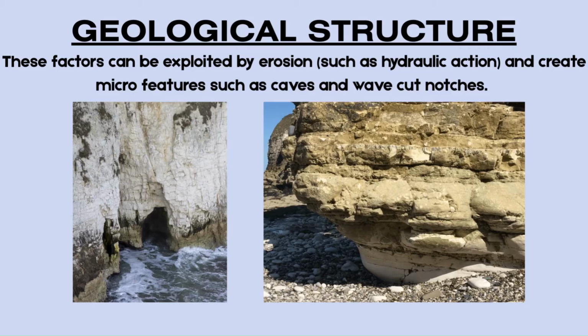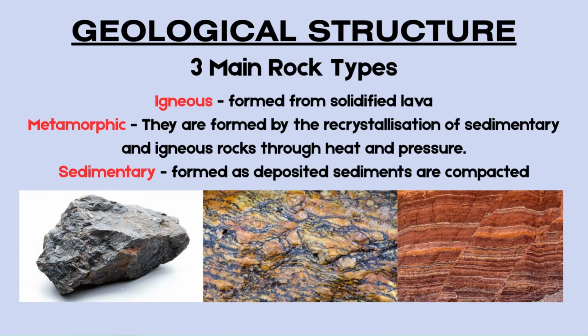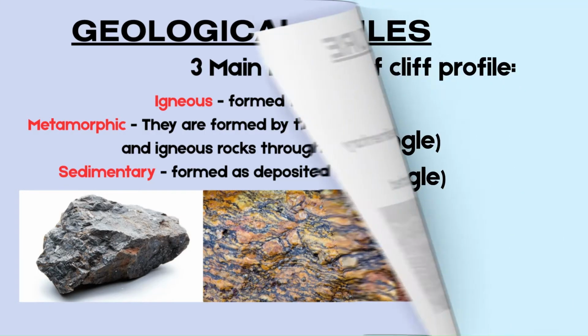These features can be exploited by erosional processes to create microfeatures such as caves and wave-cut notches, as shown in these photos. There are three main rock types to know, so you can identify potential causes of differential erosion on coastlines. Igneous rocks are formed from solidified lava. Metamorphic rocks are formed by the recrystallization of sedimentary and igneous rocks through heat and pressure. And finally, sedimentary rocks are formed as deposited sediments are compacted.